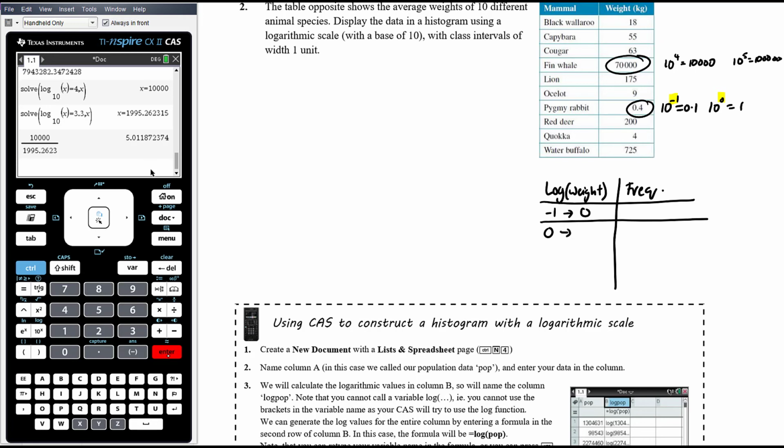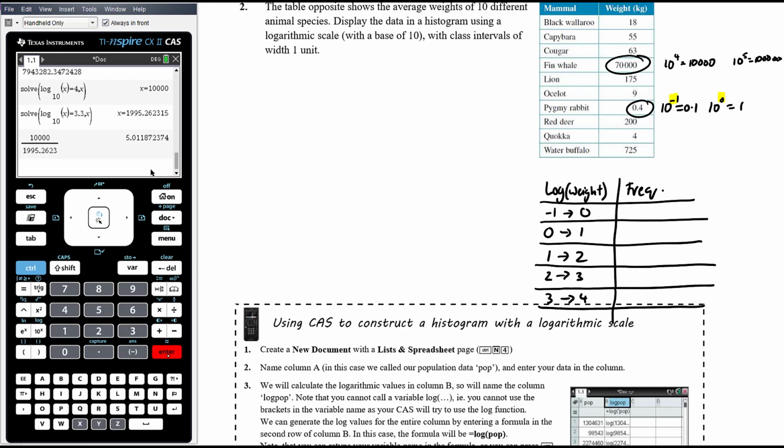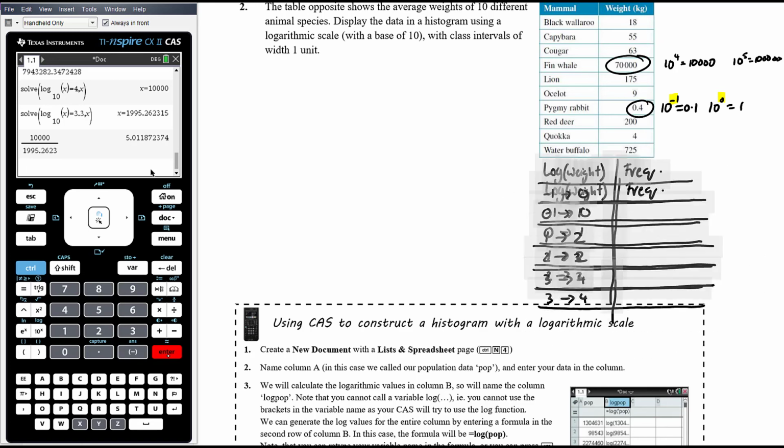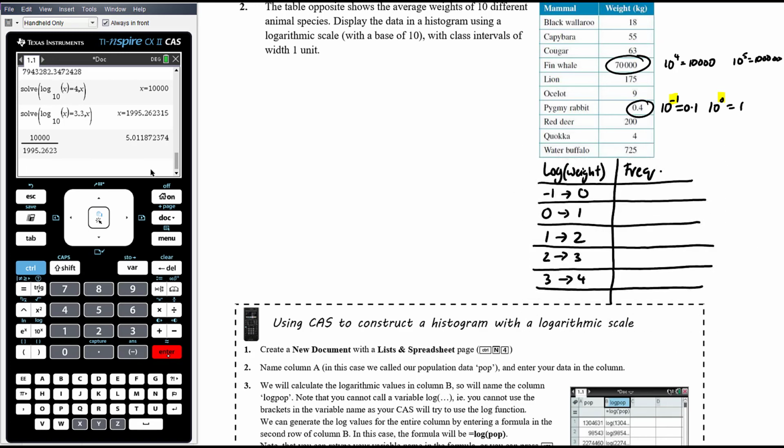So then we're going from 0 to 1, and then from 1 to 2, and the biggest grouping we need is from 4 to 5. 2 to 3, 3 to 4, just move that table up a little bit, and 4 to 5.